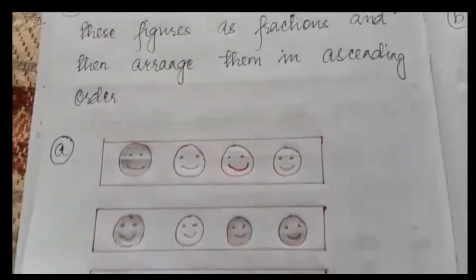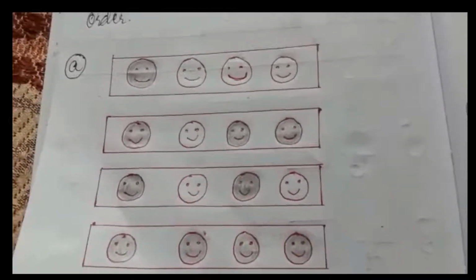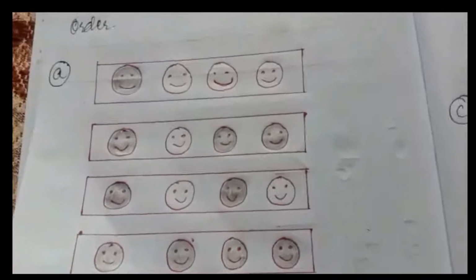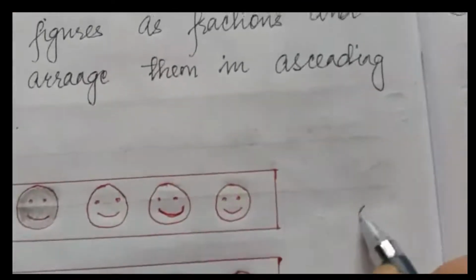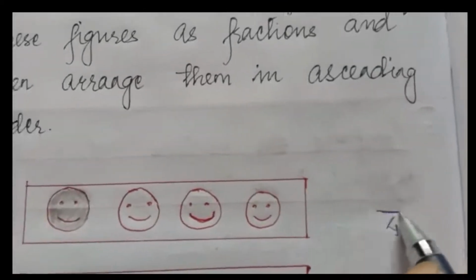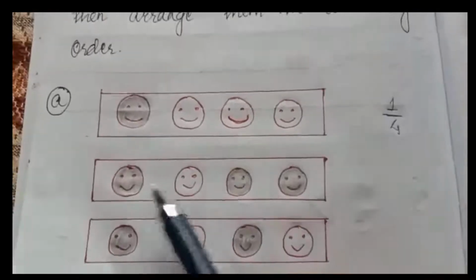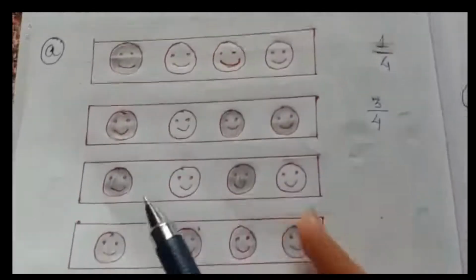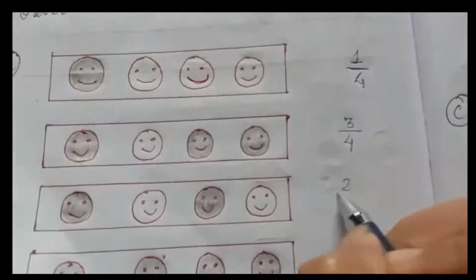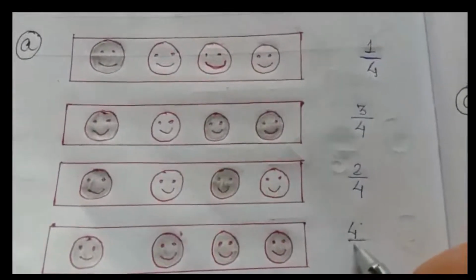First you have to write this given figure in fractional form. Then you have to write in ascending order. Ascending means smaller to bigger. So here we have 1 2 3 4. Now how many portions are shaded? Only 1. So the fraction is 1 by 4. 1 2 3. 3 divided by 4. Here 2. 2 divided by 4. Here all 4 are shaded. 4 divided by 4.